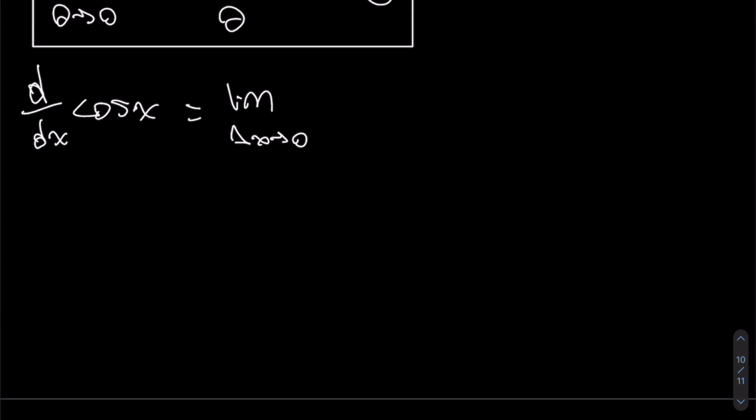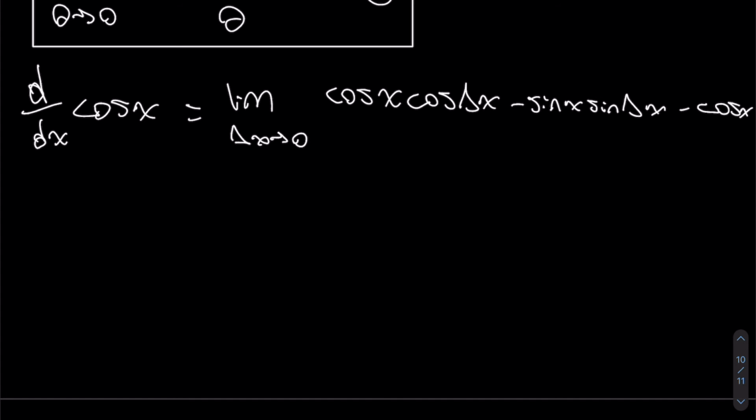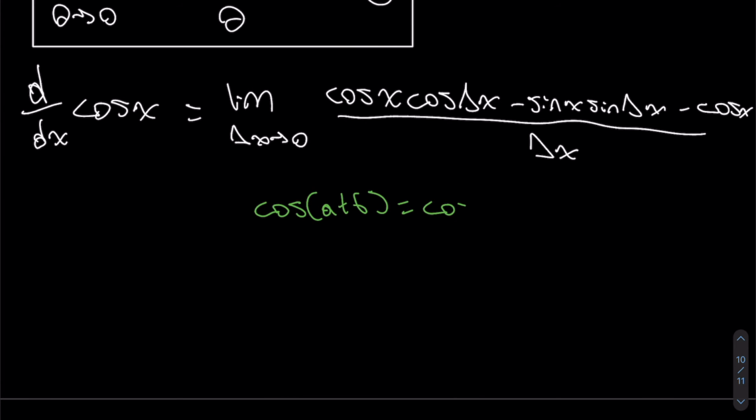Okay, and now if we do the same thing for cos x, it's going to be the exact same thing, honestly. So let me just do it really quickly. So I'm going to have cos of x plus delta x, which, if I use the identity to split up that sum, it'll look like this. Okay, and then it's minus cos x over delta x. So I just use this identity here, cos(a plus b) equals cos a cos b minus sine a sine b.